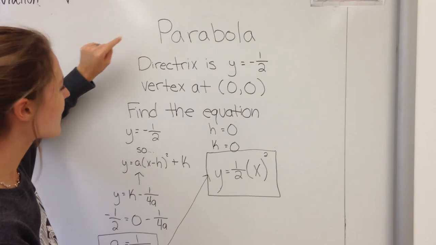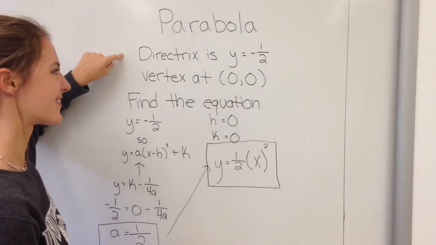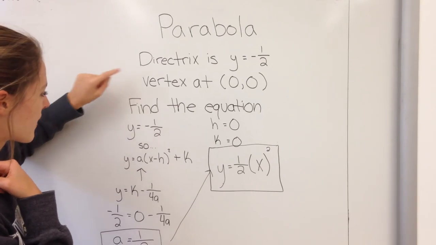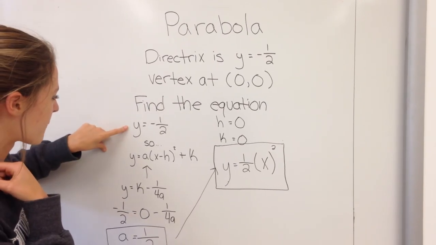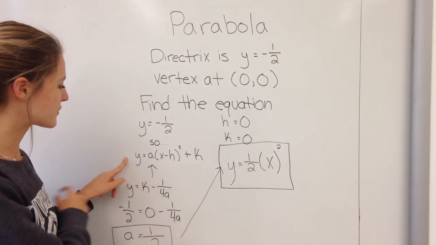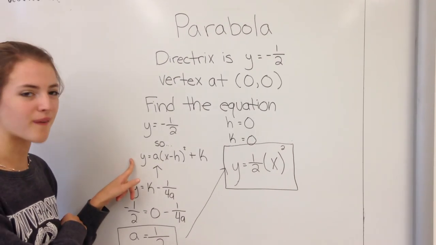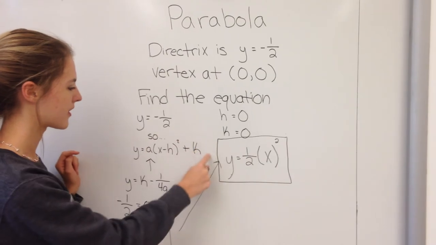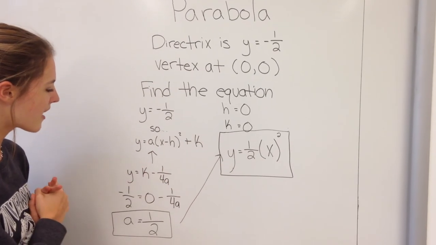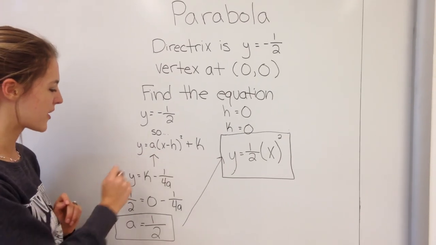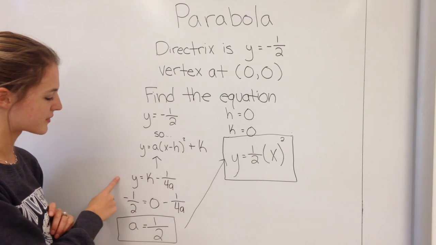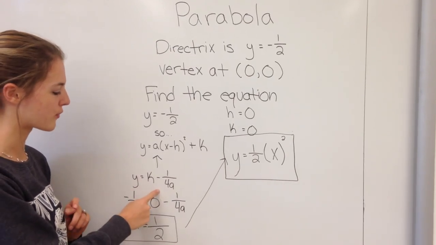To a parabola when the directrix is y equals -1/2 and the vertex is at 0, 0. So if we know that y is -1/2, we know that it will open on the y-axis, so we will use this formula to eventually find the equation. But before we do that, we have to find a in the equation, and to do that, we know that the equation to find the directrix is y equals k minus 1 over 4a.